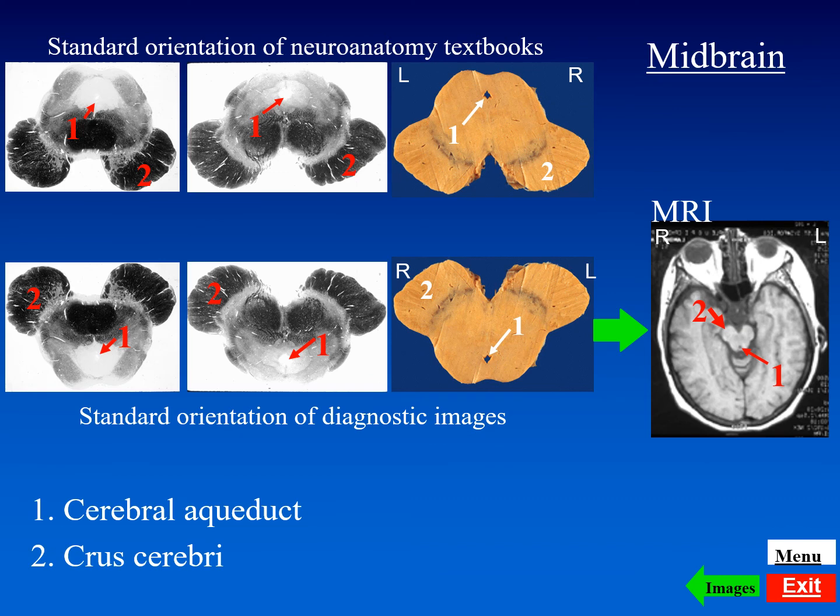And now we see the midbrain level above the standard orientation in the neuroanatomy text, and below the diagnostic image orientation. Here we see the Mickey Mouse view of the midbrain, and in that diagnostic image, the MRI, we see a nice cerebral aqueduct, and the crus cerebri are clearly in view.